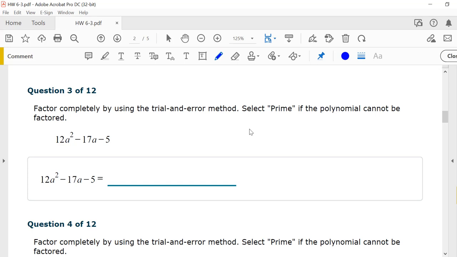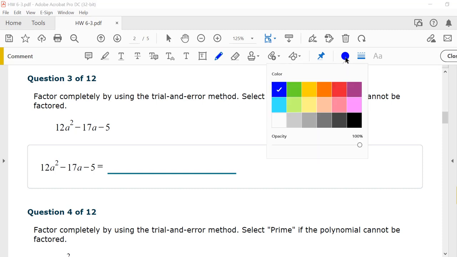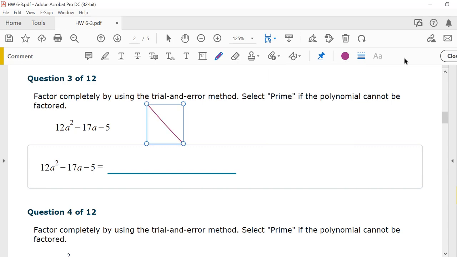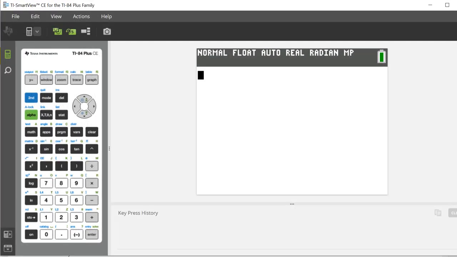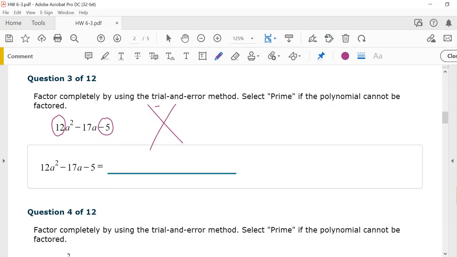Do we get to start doing these? Yes. All right. Now, it says to use the trial and error method. I don't like that. I'm going to show you that there is indeed a method to do these. So here we go. In section 6.2, our a, the number in front of the x squared, was 1. It's no longer 1. So the number that's going to go up top is going to be a times c. What is 12 times negative 5? We get negative 60. That's the number that goes up top. Down below, we still have negative 17.